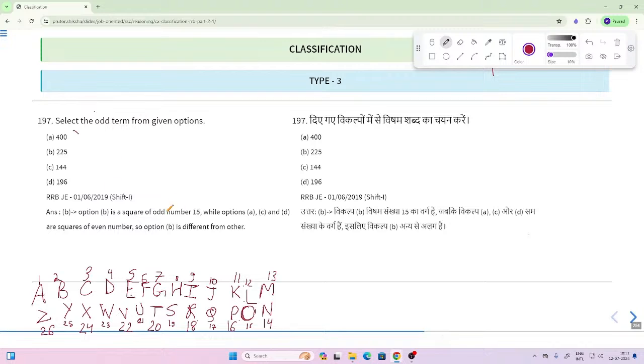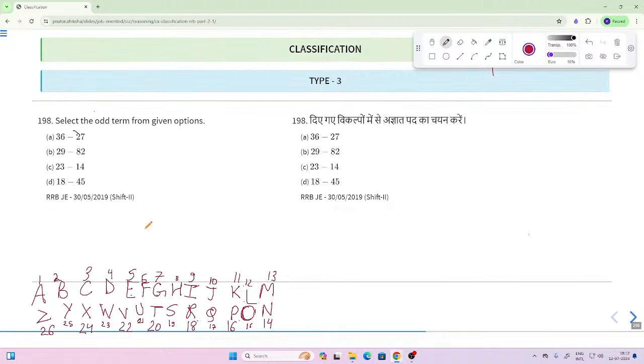As it says below, B is the square of 15, while the other options are squares of even numbers: 20, 12, and 14. So B, 225, is the odd one out. Select the odd term from the given options.